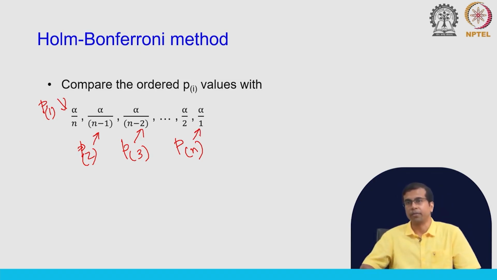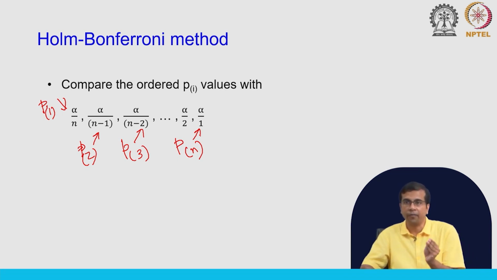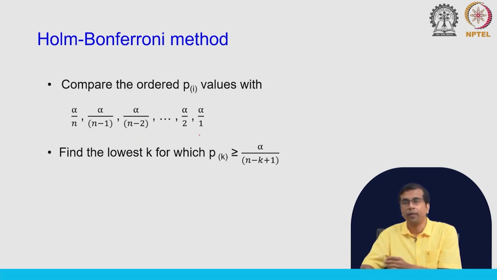So, what you are seeing here is that you are gradually shifting the cutoff. For each test the cutoff is different, based on the original p value. So, again you sort these p values and you set these cutoffs, and these cutoffs are different for each test. Now, you apply these conditions. After you do these comparisons you find the lowest k for which this p k, the ordered p value, is greater than or equal to alpha divided by n minus k plus 1.